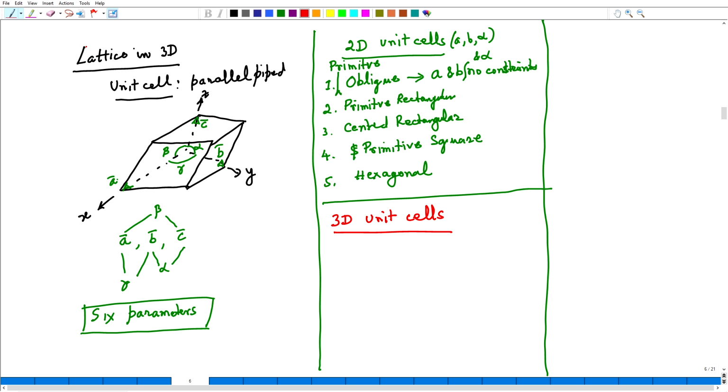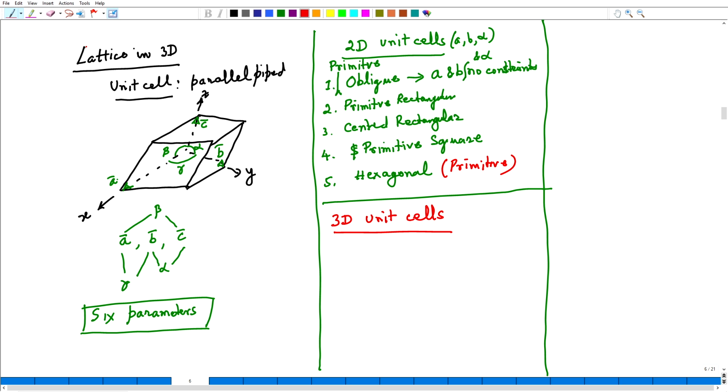Centered rectangular means lattice points at the corner and one lattice point in the center. Primitive square, again only lattice points at the corners of the cell. Hexagonal is also primitive. So, lattice point only at the corners of the unit cell. I am deliberately not trying to define these unit cells more than this. We will be coming to this pretty quickly in this course, where you will see how we define the lattices and what is the basis of defining the different lattices that we have.